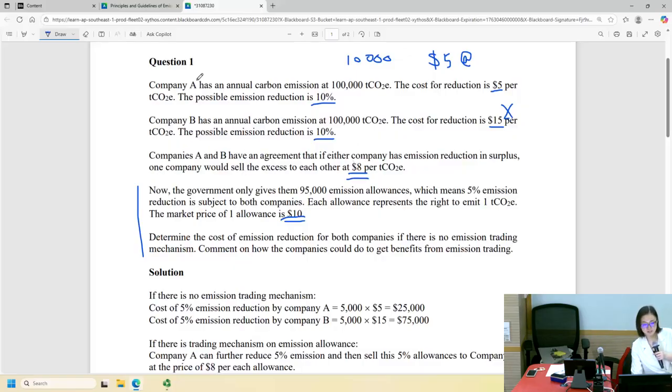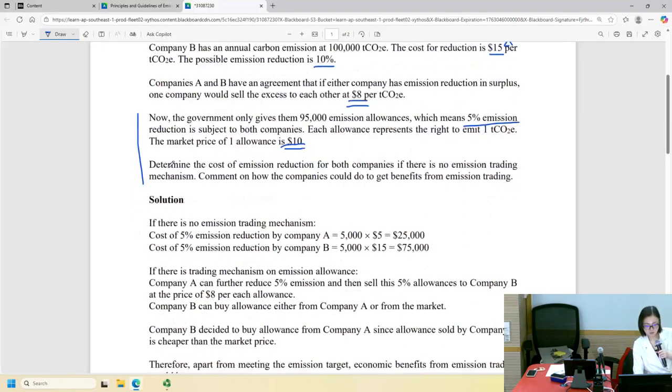So for company A, they will reduce their emissions as far as possible. So they will reduce 10,000 tons, satisfying the 5% emissions requirement, and the extra 5% will be sold to company B or sold to the market. Okay, so determine the cost of emissions reduction for both companies if there is no emission trading mechanism. Comment on how the companies could get benefits from emission trading.